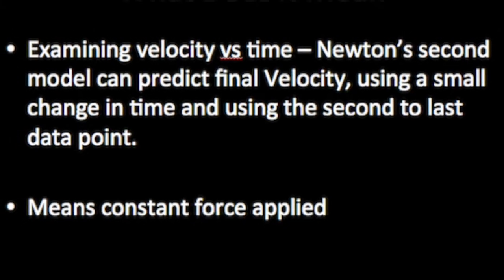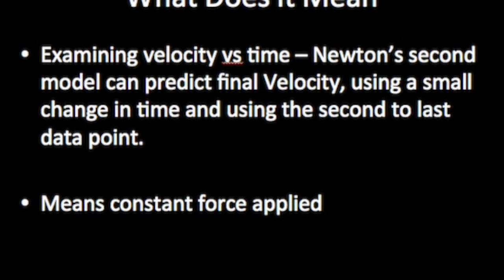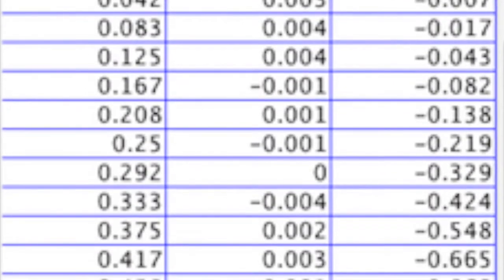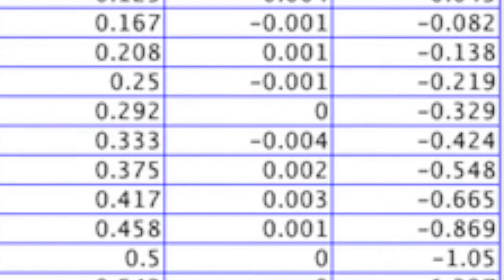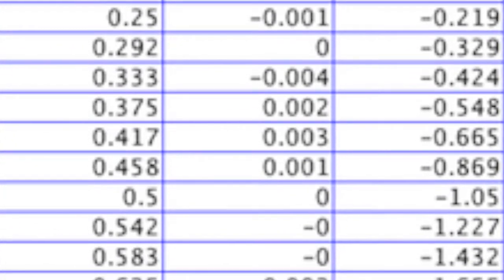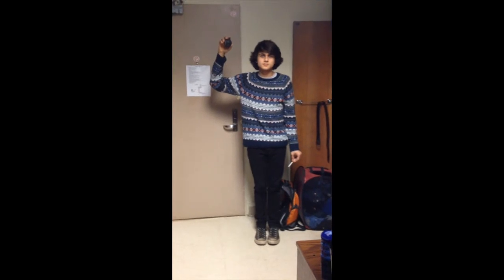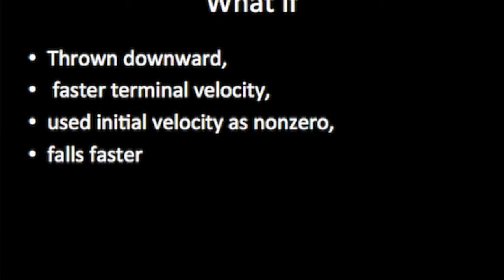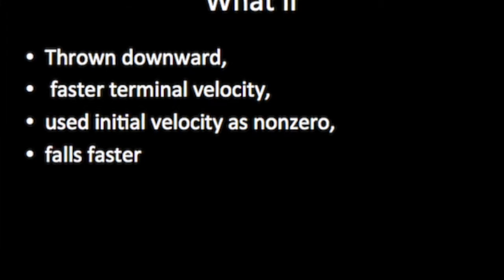Examining velocity versus time, Newton's second law seems to be able to predict the final velocity. By using a small change in time and using the second to last data point, one can find the final velocity of the ball before it hits the ground. What does this data mean? It means that a constant force is being applied to the ball as it falls to the ground. This force is gravity.